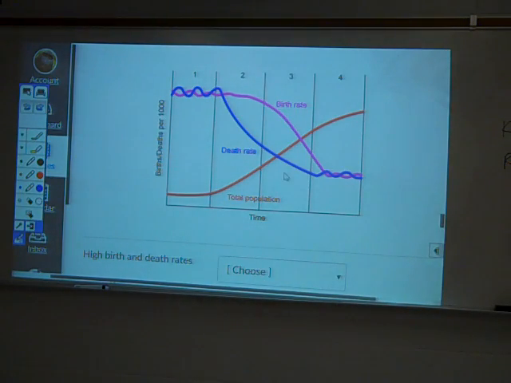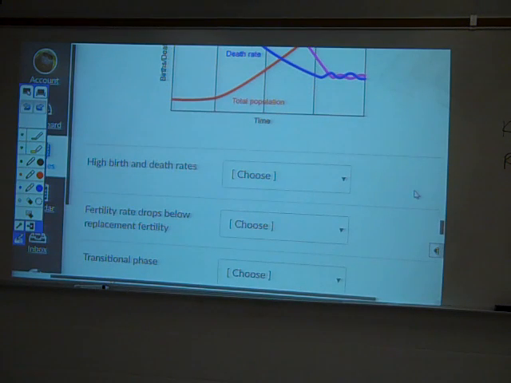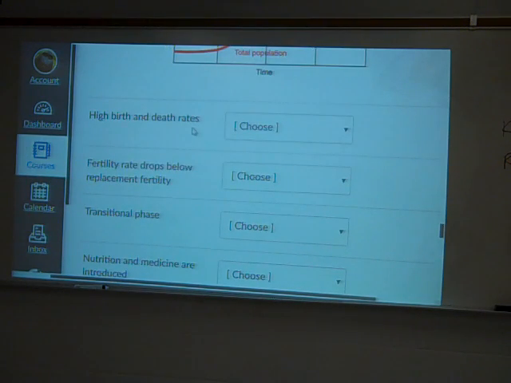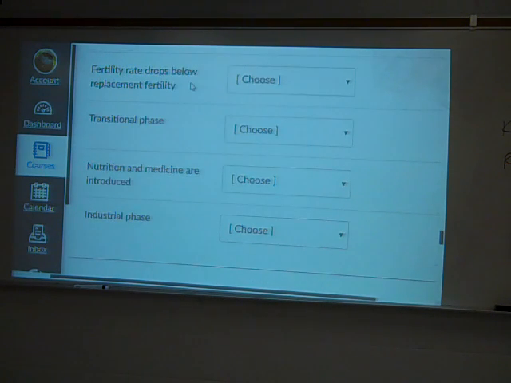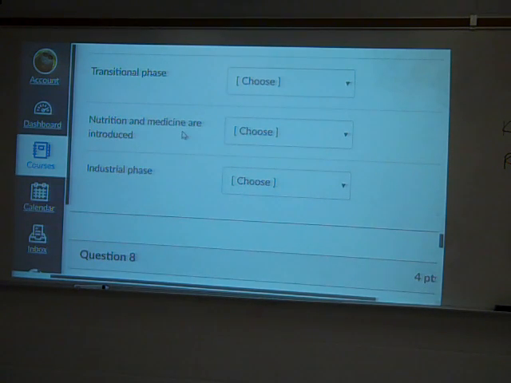So let's just go through. I'm not going to have you do the cards, but let's say 1, 2, 3, or 4 for all of these. High birth and death rates. Say it out for me, please. 1. Stage 1, good. Fertility rate drops to low replacement fertility. 4. 16 is not an option. 1, 2, 3, or 4. Very good. 4. So that's when you're post-industrial. Transitional phase. 2. Nutrition and medicine are introduced. 2 as well. So that's why the death rate drops off. Industrial phase. 3. Very good.